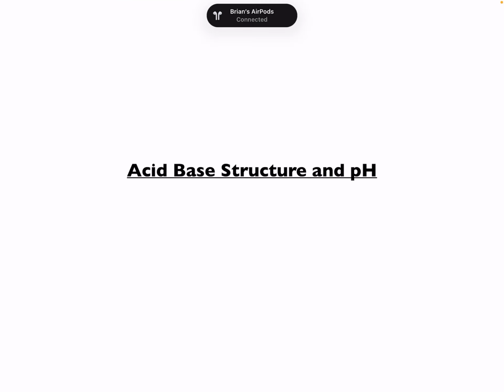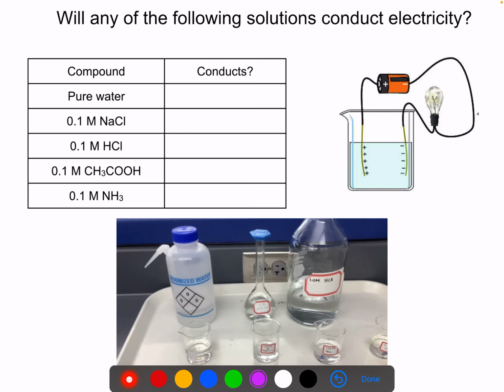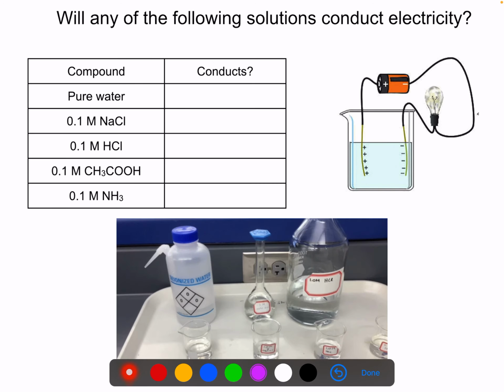This lecture is going to deal with acid-base structure and also introduce the concept of pH. So we'll start off with a little demo, and we're going to ask ourselves the question of what do we expect to conduct electricity? What we have over here are a few samples: water, sodium chloride, HCl, CH3COOH, and NH3. And we can ask ourselves which of these would conduct electricity.